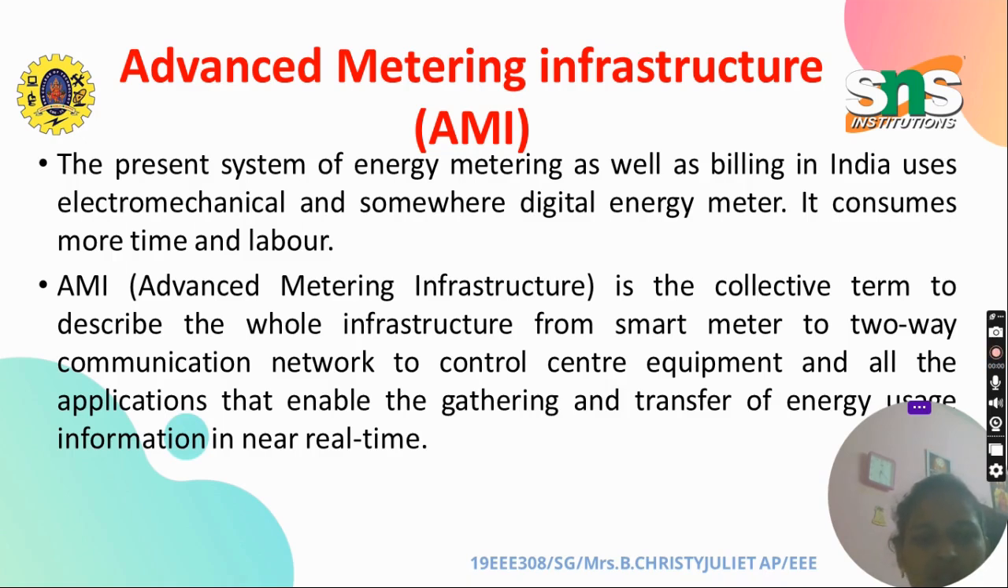The present system of energy metering as well as billing in India uses electromechanical and, somewhere, digital energy meters. So it consumes more time and labor because electricity personnel have to come and take these readings, update them to the utility, and perform the billing operations. But AMI is the collective term to describe the whole infrastructure from the smart meter to the two-way communication network to control center equipment, and also the applications that enable the gathering and transferring of energy usage information in real time.